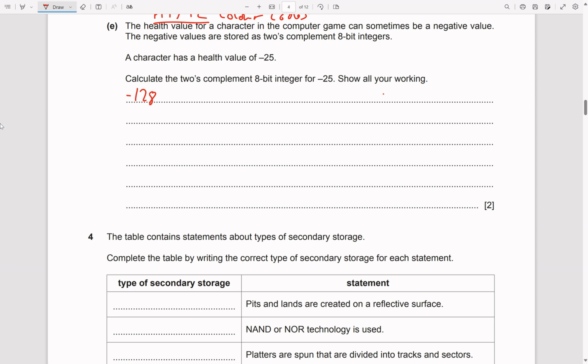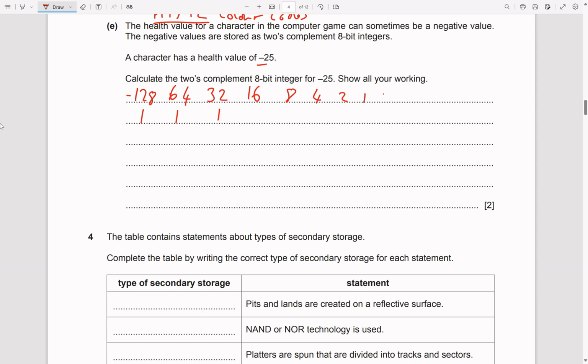So -128. Okay, so this one, there's actually a few different ways we can do it, and I'll show both ways. So we can just directly calculate like this: -128, 64, 32, 16, 8, 4, 2, and then 1. Because it's negative, of course we need the -128. Then we also need to plus 64. This will get us to -64.